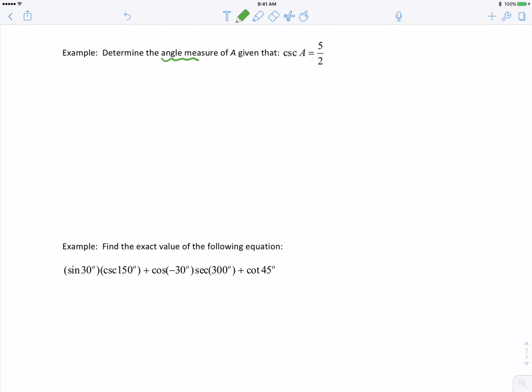Determine the angle measurement of A given the cosecant ratio. So I can look at this. So cosecant of A, remember, is 5 over 2. There are 2 ways to look at this. I can either remember right away that the sine of A will always be the reciprocal, and as I write it, the same, 2 over 5, the reciprocal of cosecant. Okay. Or I can write it like this. Cosecant of A is the same as 1 over sine of A, which is 5/2.